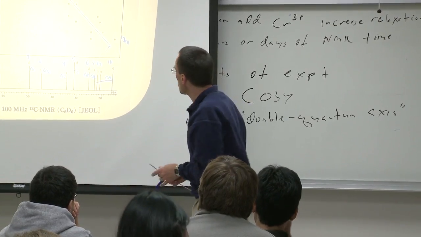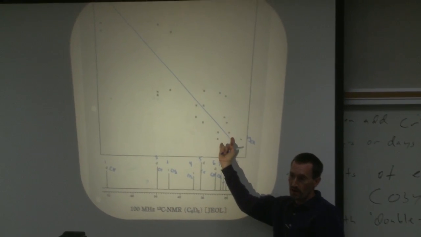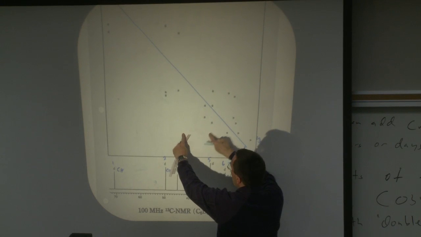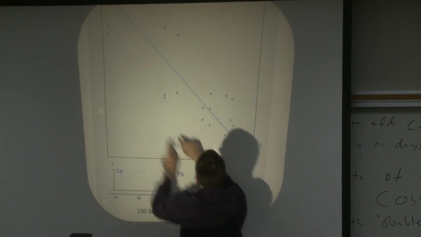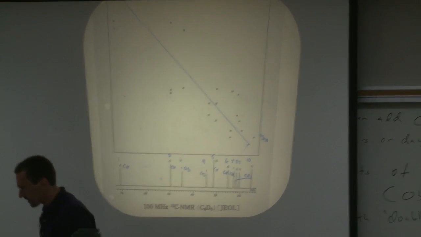But what you want to be doing is saying, yes, I can see a pair of peaks, and you know where your pair of peaks is going to be. In other words, it's not going to be a pair here and here. It's not going to be a pair here and here. It's going to be a pair centered around the double quantum axis.